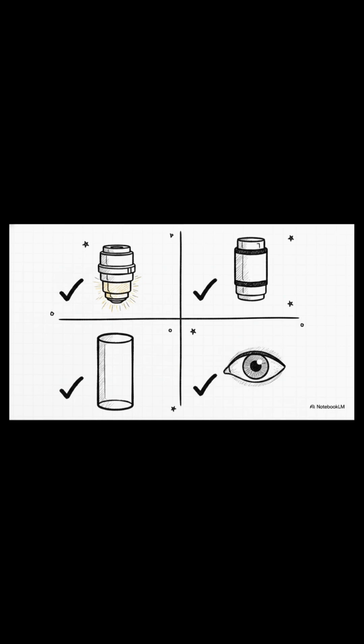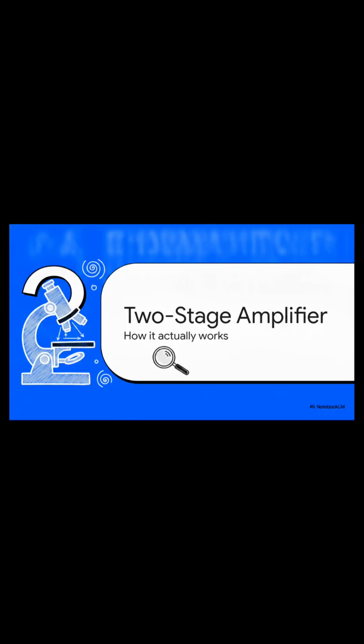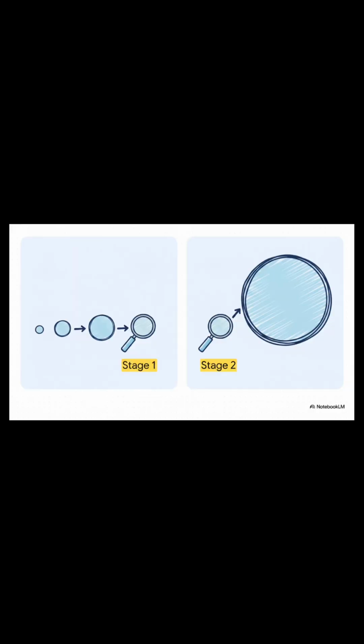Now we are totally ready to tackle the math. Moving on to section 3, the two-stage amplifier. Okay, before we just start blindly plugging numbers into a calculator, let's think about the actual physics here for a second. Think of a compound microscope exactly like a two-stage amplifier. It doesn't just magnify the image once, no, it's a total tag team effort.